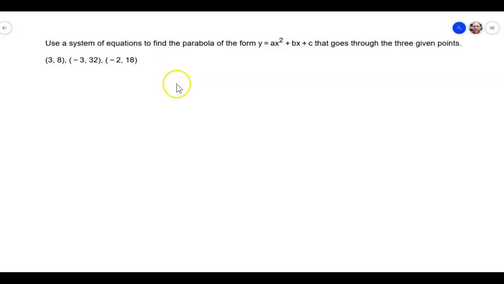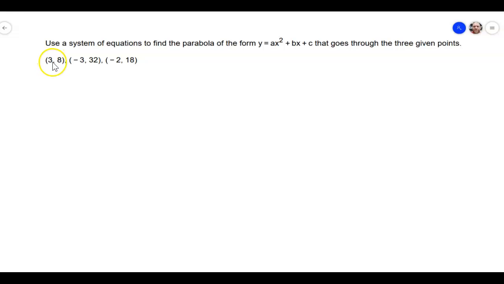It says use a system of equations to find the parabola of the form y = ax² + bx + c. That's the general form of the parabola there. And it goes through these 3 points: (3, 8), (-3, 32), and (-2, 18). So the key here is to set up that system of equations using these x's and y's, and then we're going to have to do a bunch of solving.